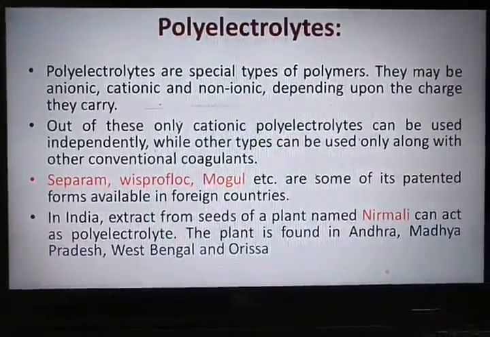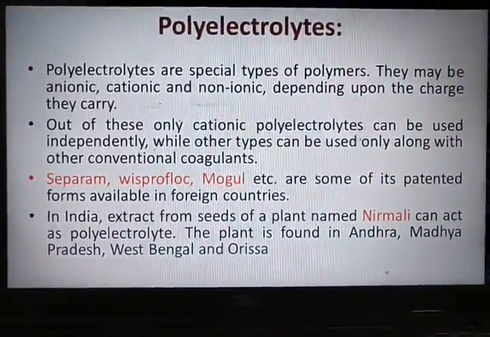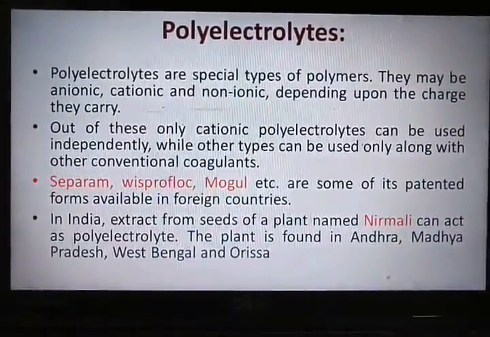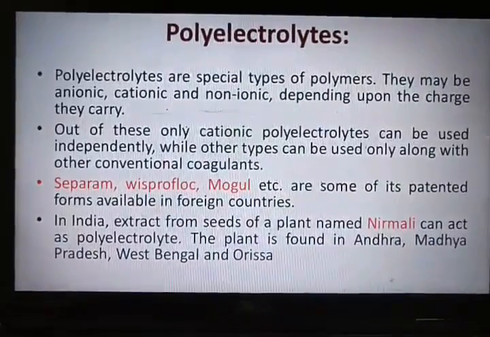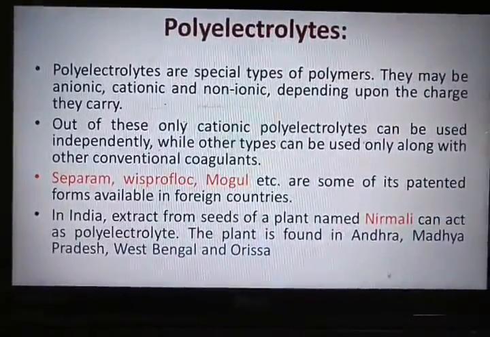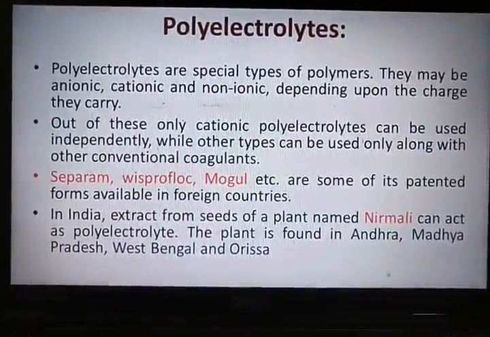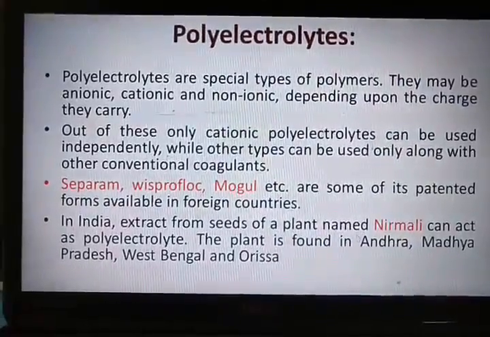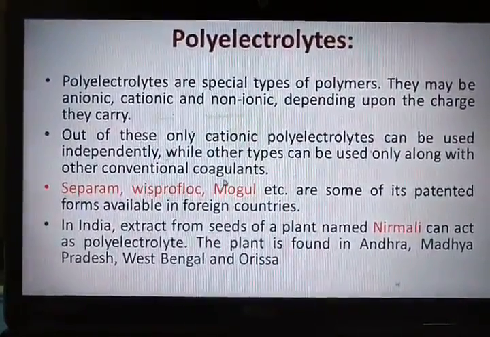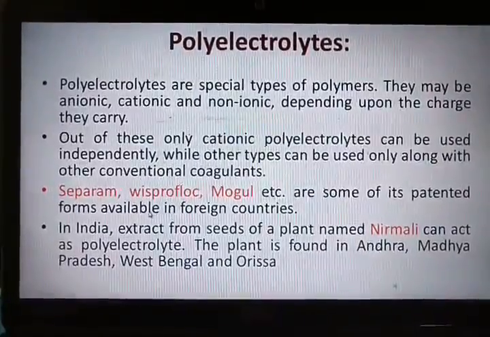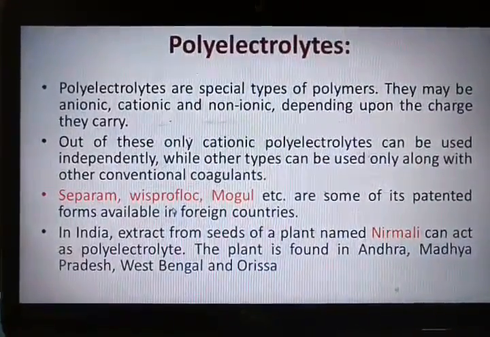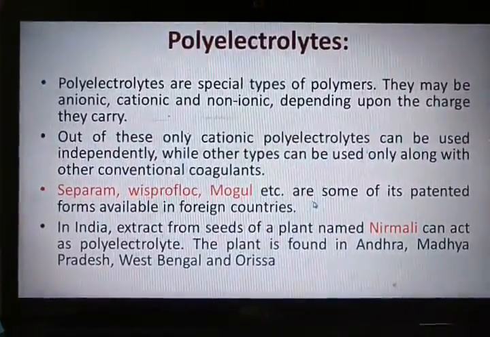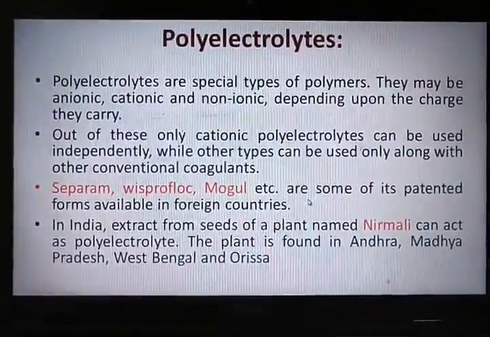Then polyelectrolytes. Polyelectrolytes are a special type of polymers, which may be positively charged, negatively charged, or sometimes neutral. Some can be used independently, while other types can be used only along with certain types of coagulants. For example, Separam, Visprofloc, Mogul, etc. are some of the patented forms available in foreign countries.